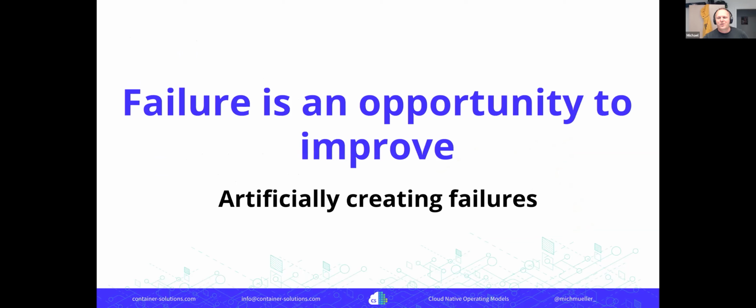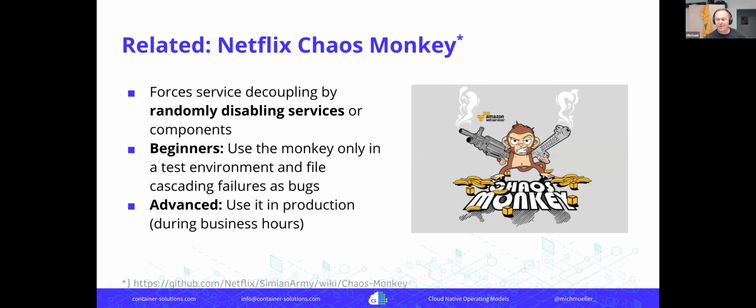A failure is an opportunity to improve. That's why you should do them artificially. Blow up your infrastructure. Netflix came up with Chaos Monkey. It's an open source tool. There are plenty of others. Chaos Monkey is kind of the more known one, but there are pretty good, solid open source ones, and now there are also commercial SaaS platforms.